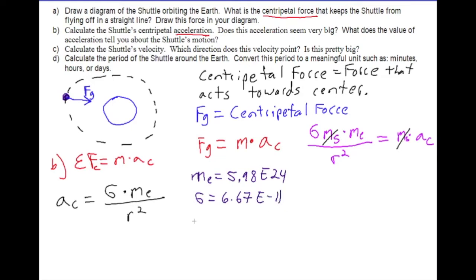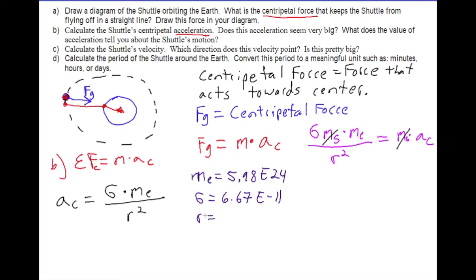And lastly, we have R. And R is the distance from the center of one of those objects to the center of the other object. And in this case, the center of the Earth is right here, and the center of our satellite is right here. So we're going to need to take the distance from here to here and add it to the distance from here to here.